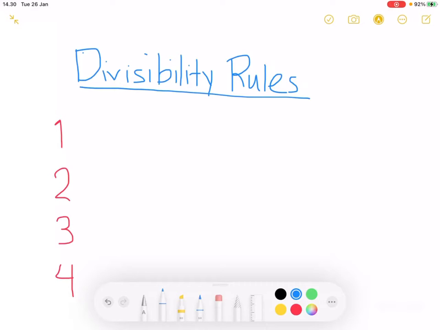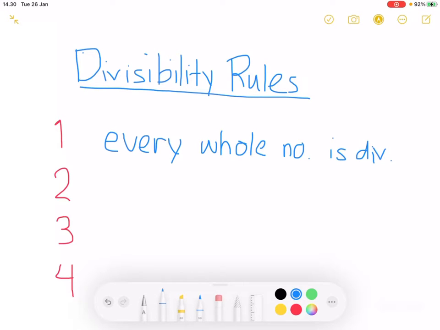So for 1, this is pretty obvious because every single positive integer, or every whole number, is divisible by 1, and it's pretty easy to see. There we go. Okay, so let's look at 2.